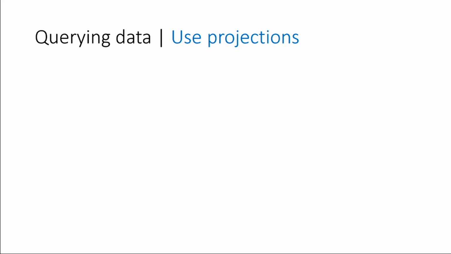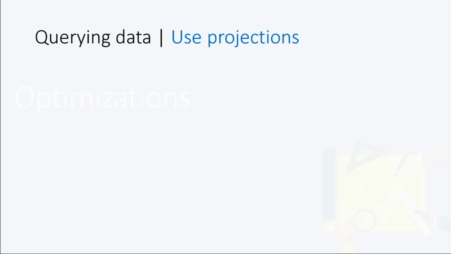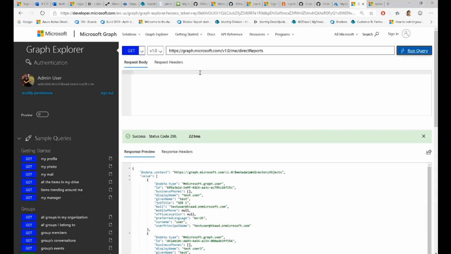So the next topic I'm going to cover is how to optimize. When you start working with Microsoft Graph, it's very common that you start making calls like, let's say, I'm going to talk about this in the Graph Explorer. You can start making calls like just the users endpoint.